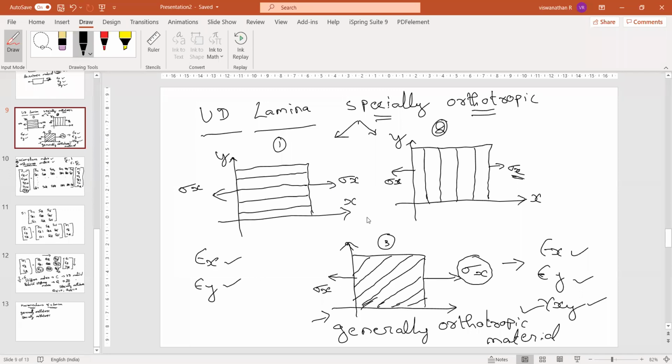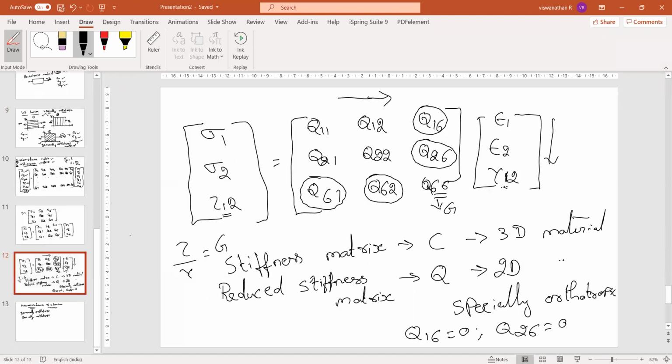So what is the property? How do you say it is specially orthotropic? What kind of properties will it have with respect to shear stress and shear strain, extensional stress, all those? Any idea?